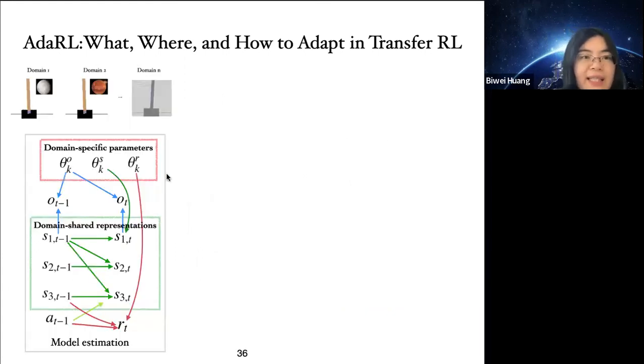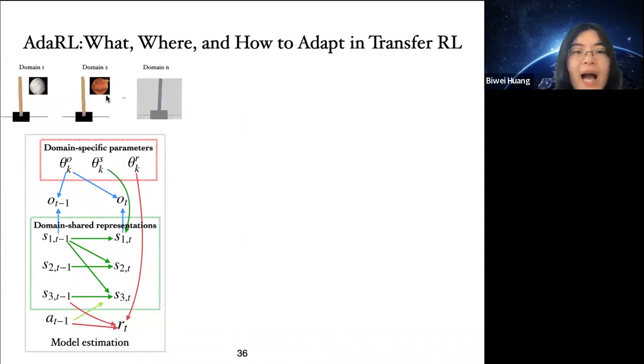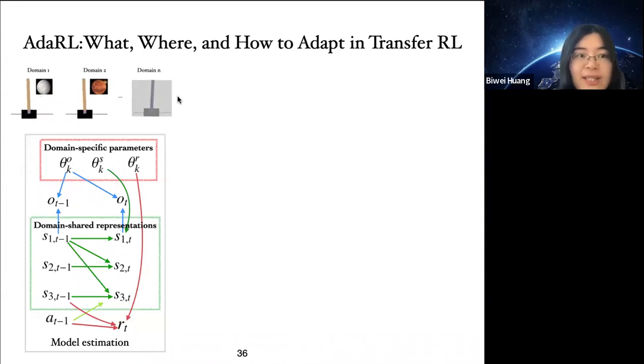Now let's see in detail how graphical representations and the modularity property help the task of transfer reinforcement learning. Suppose we have data from domains, including high dimensional image sequences, actions, and rewards. And the different domains may have different environments with the changes, for example, with the changes in the gravity and the corrupted white noise level.